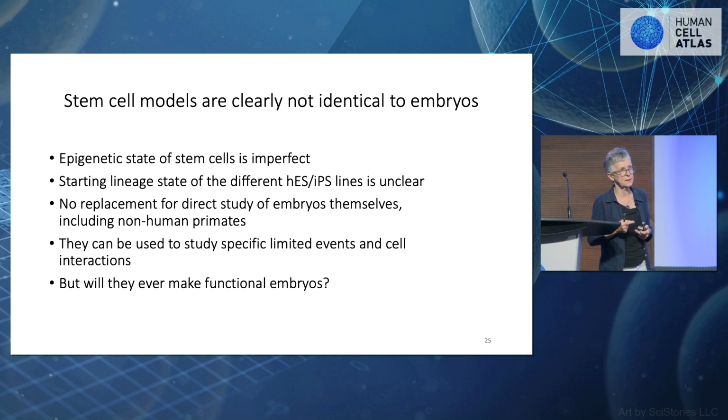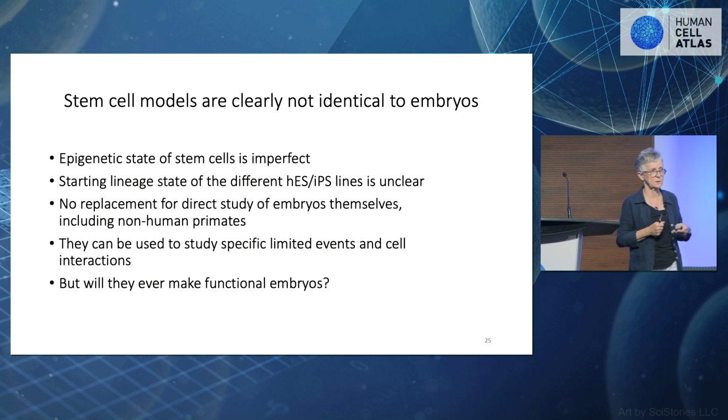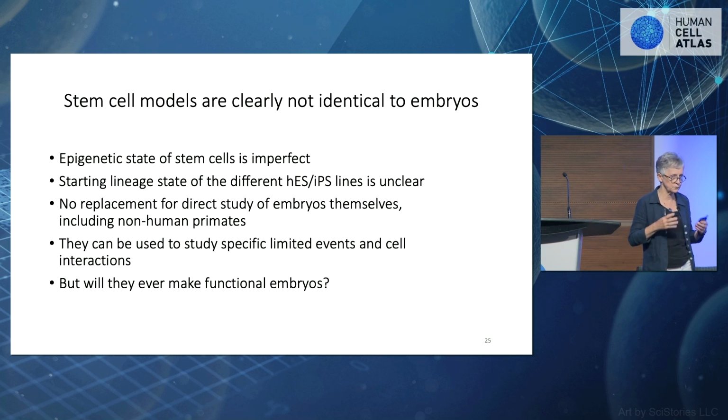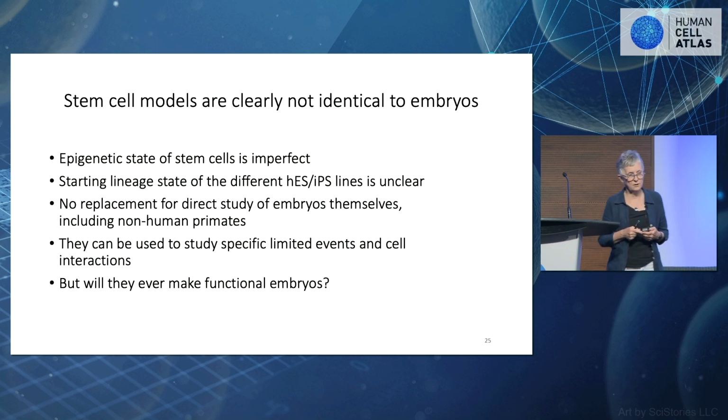And clearly, the epigenetic state of those stem cells is imperfect. We know that with stem cells, some of the imprinting differences that occur during normal development become defective during stem cell cultures. Also, it's very unclear what you're starting with in many of these cases. All the different groups use different protocols, different starting cell lines, different differentiation protocols. It's very unclear. A lot of variation.